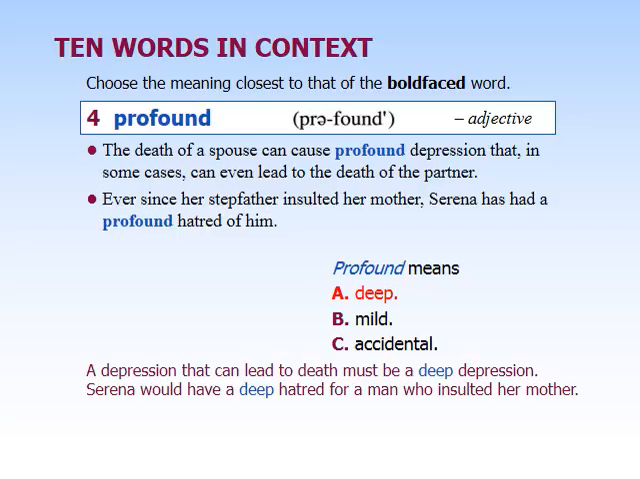So in the first one, the death of a spouse can cause profound depression. It means that if your wife or your husband dies, this would make you extremely depressed. In the second one, Serena, the daughter, had a profound hatred of him, right? Because her stepfather insulted her mother, she had a very extreme, very deep hatred for him.